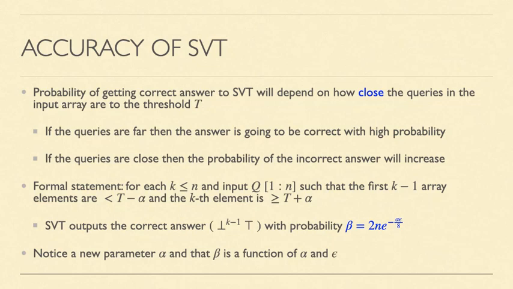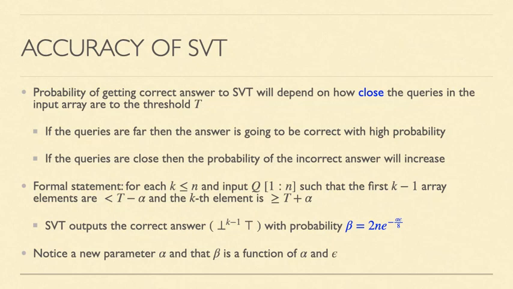The formal statement of accuracy is something like this. If the relevant queries in the input array are at least alpha away from the threshold t, then the SVT outputs the correct answer with probability 1 minus beta, where beta is given by this expression here, 2n e to the minus alpha epsilon by 8.